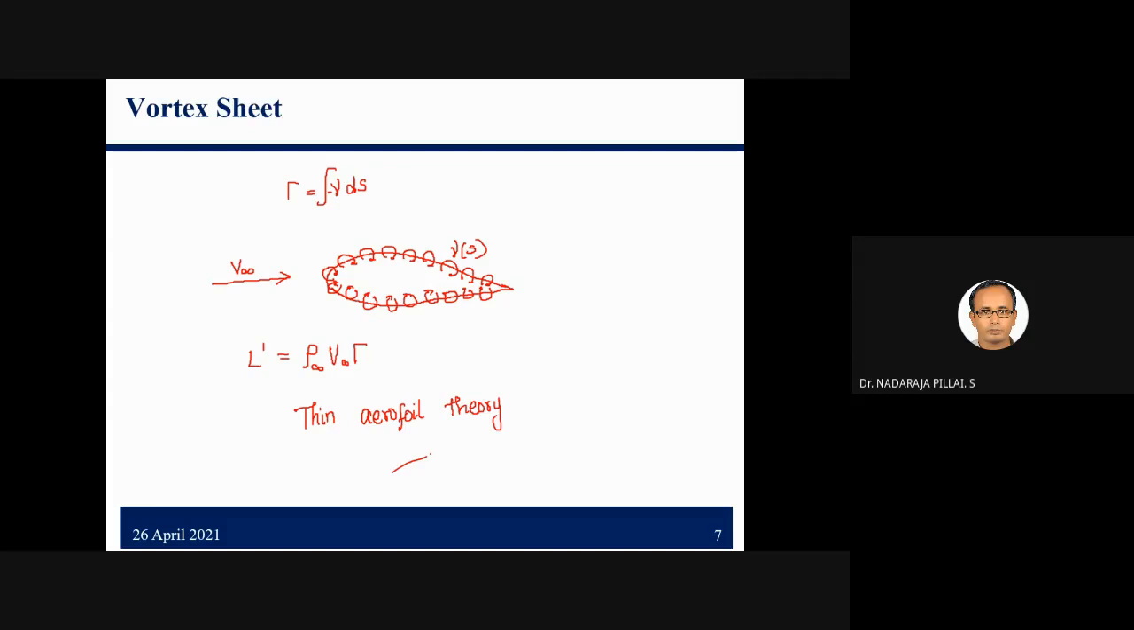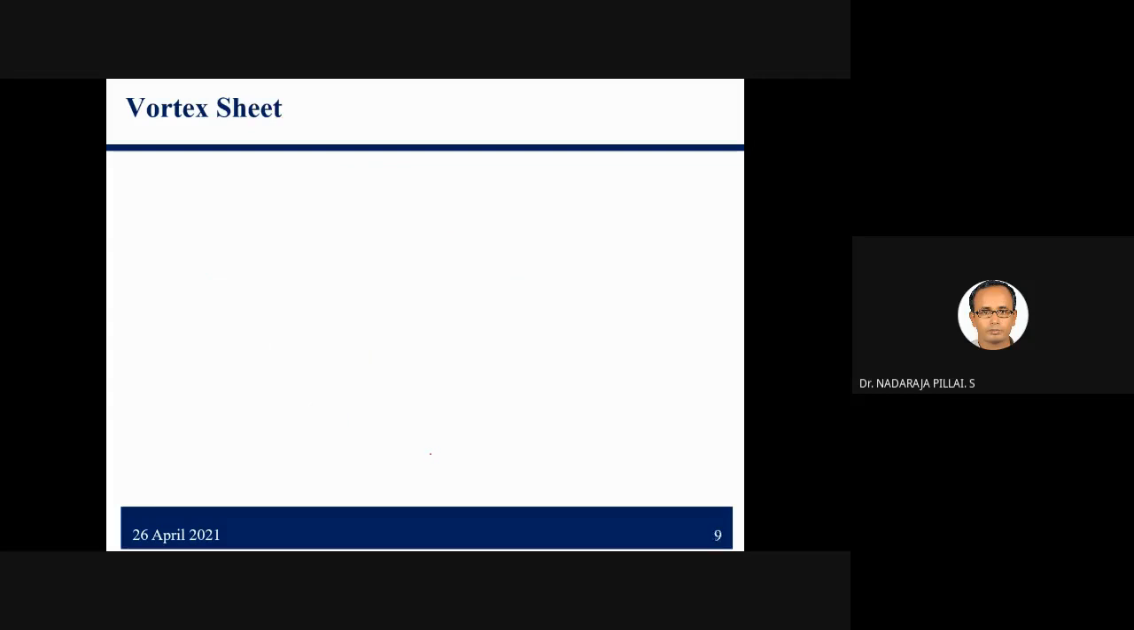Now, today's second topic is the Kutta condition. In the last class, we had a discussion about the Kutta-Jaworski theorem, that is L dash is equal to rho infinity V infinity gamma. And now we will have the Kutta condition.